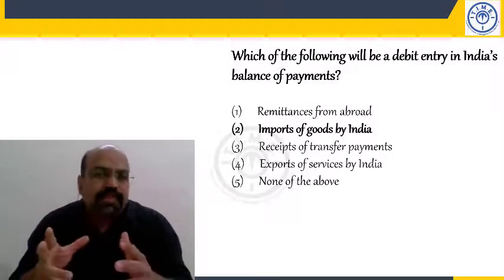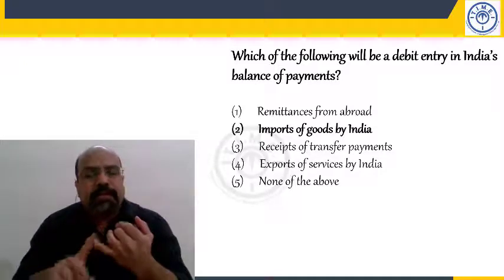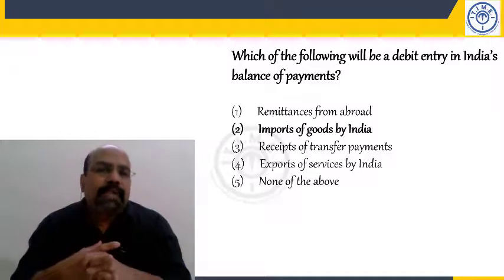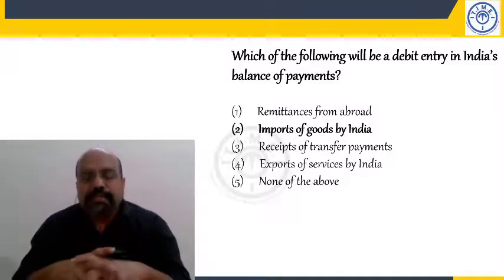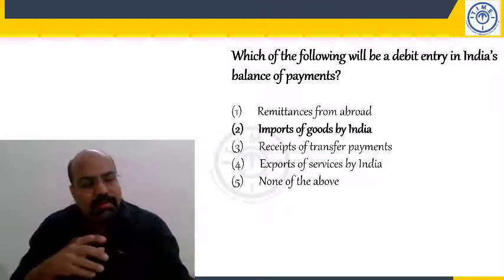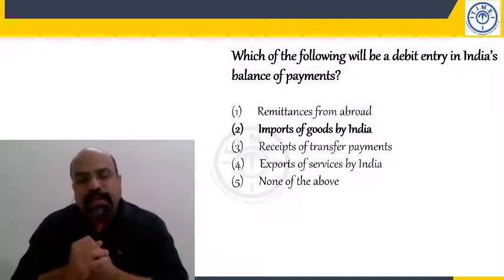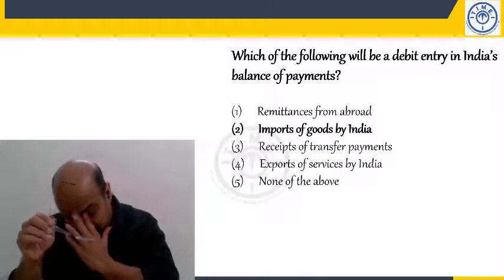Now basically the balance of payments has two major accounts: current account and capital account. So, next point: comprises current account and capital account.